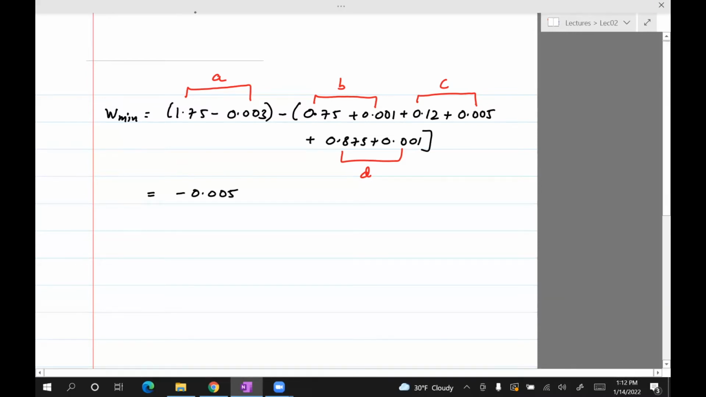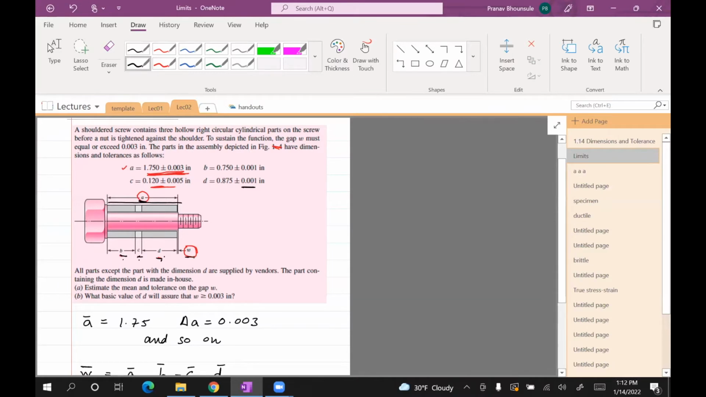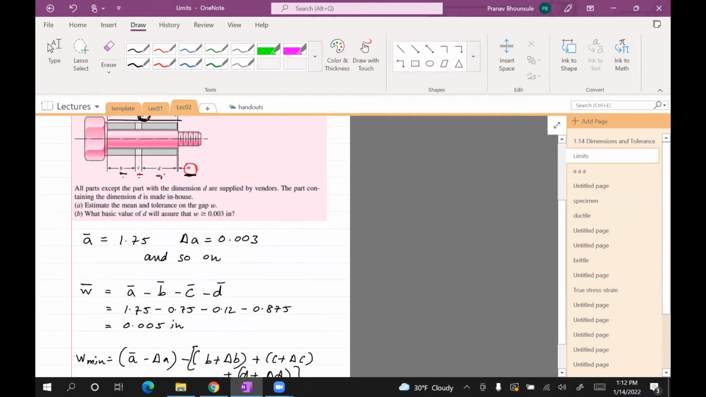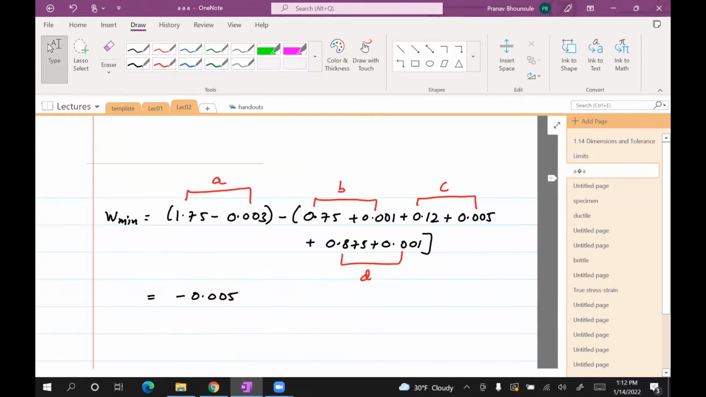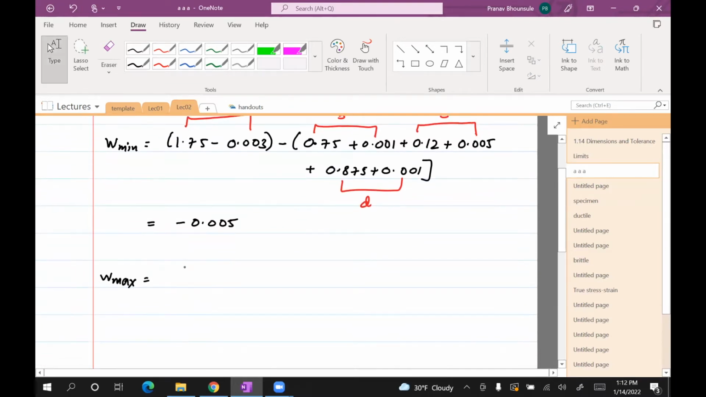And similarly, we need to find W max. So let's look at the figure again. To find W max, what would the maximum of W be? It will occur when A achieves its maximum value, and B, C, D are at the minimum, sort of the opposite of what we wrote down here. So I'm going to write that down and see if this formula makes sense. W max equals A max minus mins for the remaining stuff. So B minus delta B plus C minus delta C plus D minus delta D.